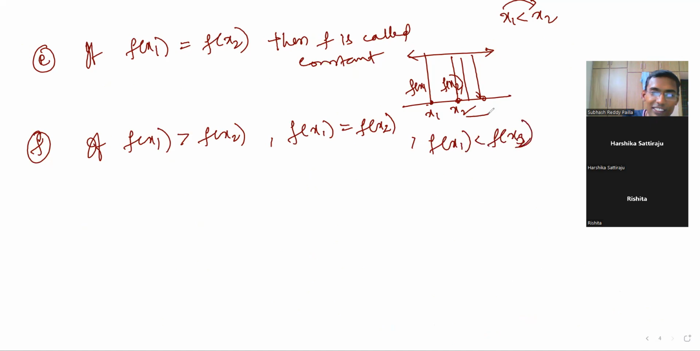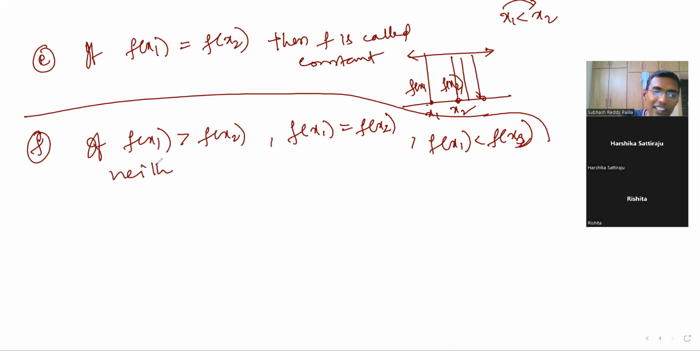What is the use of this? All are coming. That means it is neither increasing nor decreasing. So this is a definition.